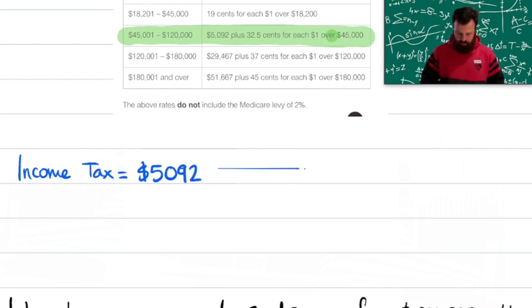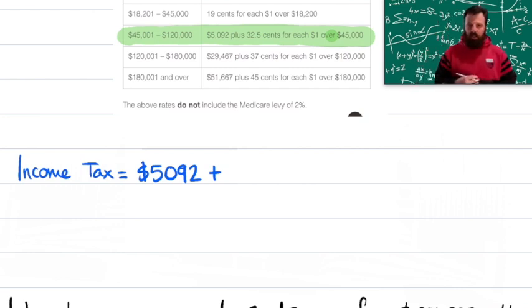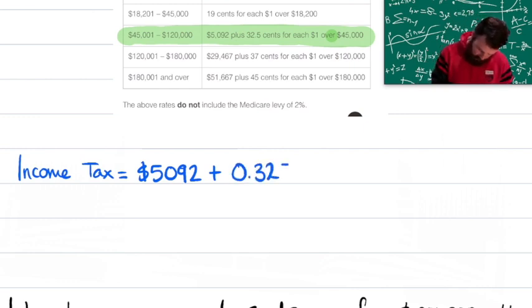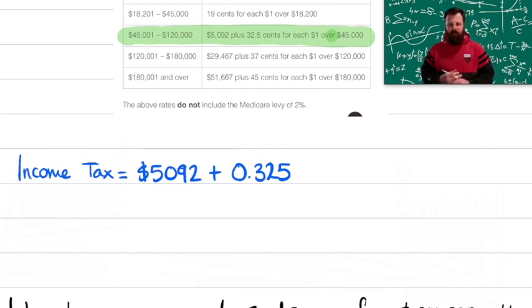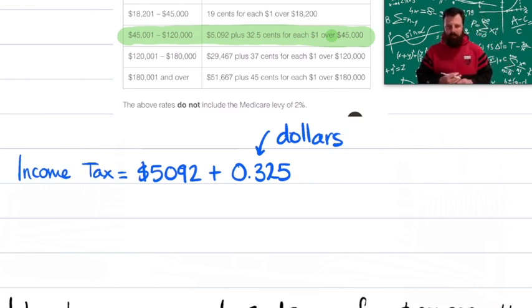$5,092. It then says plus 32.5 cents for every dollar over 45,000. So how do I figure out how much over $45,000? Well, I'm going to do that with some subtraction. So I need to know 32.5 cents. Now notice how I've written that as 0.325. This is in dollars, and in the table it's in cents. Be really careful to make sure that we convert that.